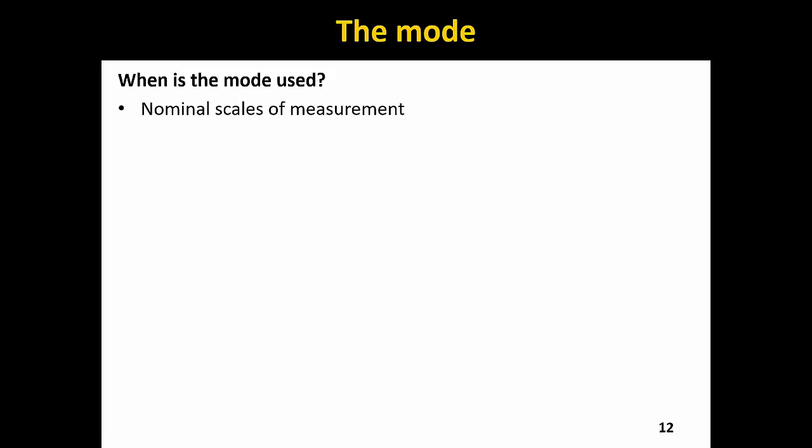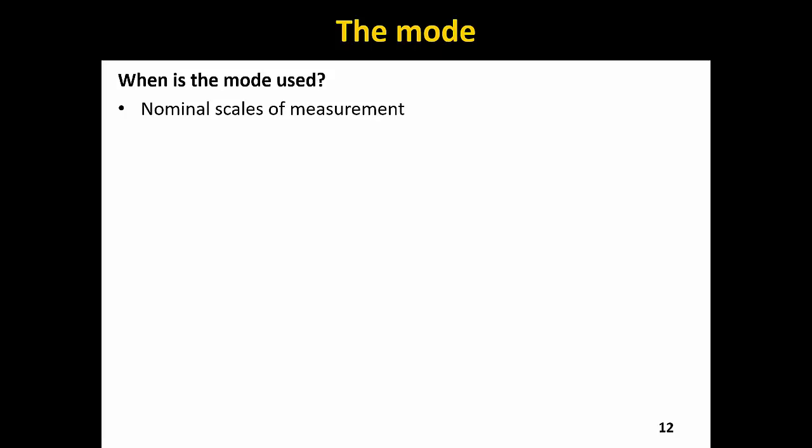In this video, we're going to take a closer look at the three measures of central tendency: the mode, the median, and the mean. As defined previously, the mode refers to the most commonly occurring score within a distribution of a sample or of a population.